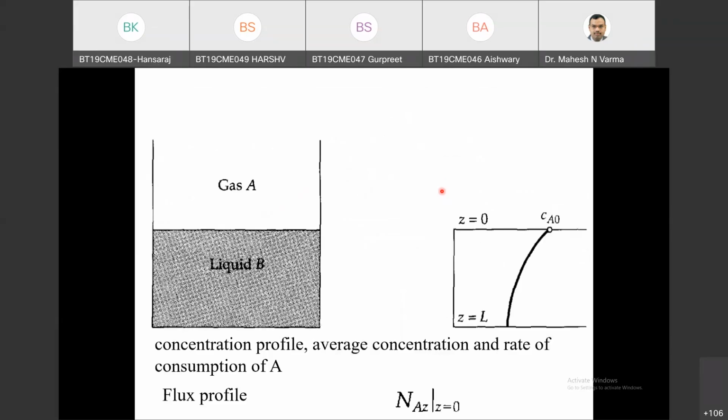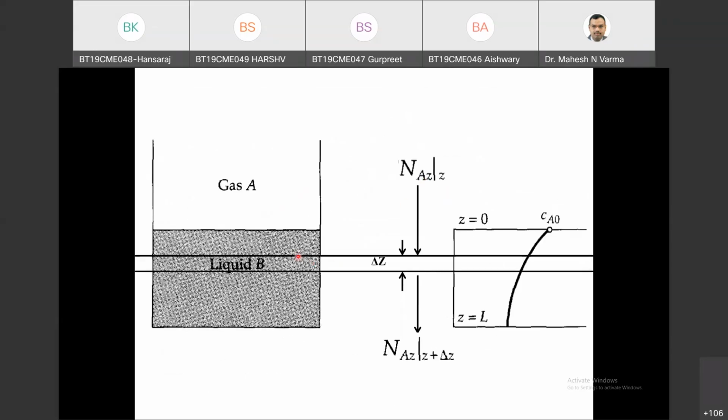Now, is the reaction happening in my differential shell? Here, roll number 51, Himanshu. Is the reaction happening in my differential shell? No, sir. Where is the reaction happening then? At the interface, sir. Which interface? Gas or liquid interface.